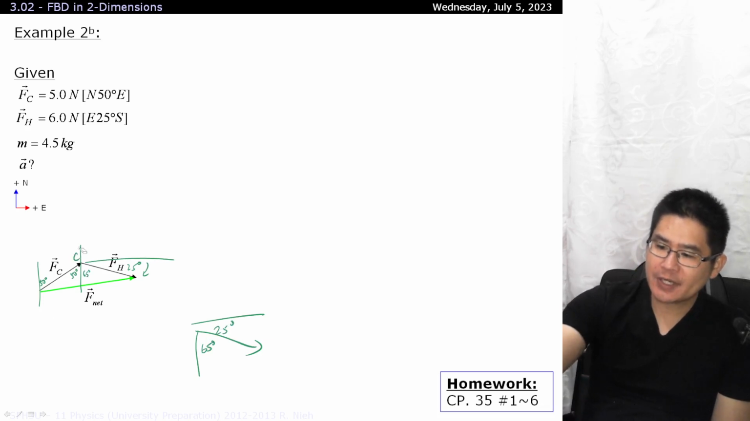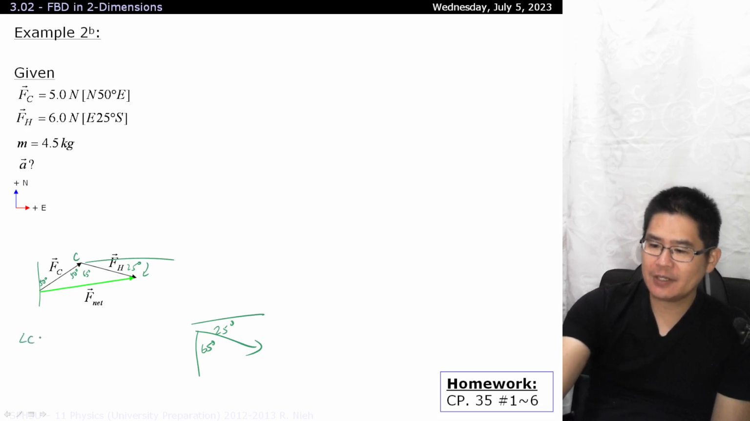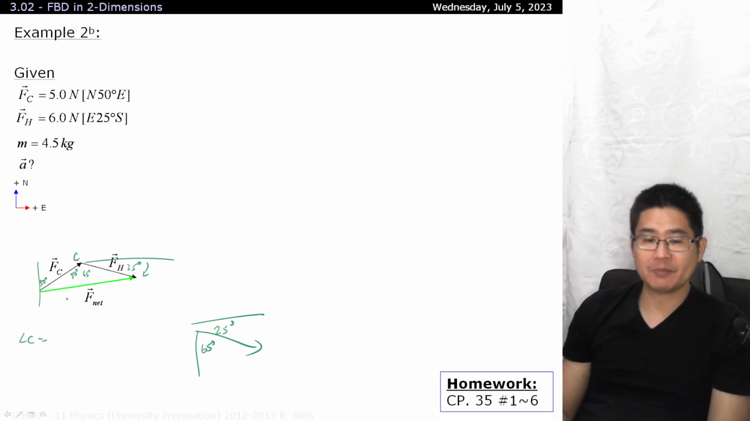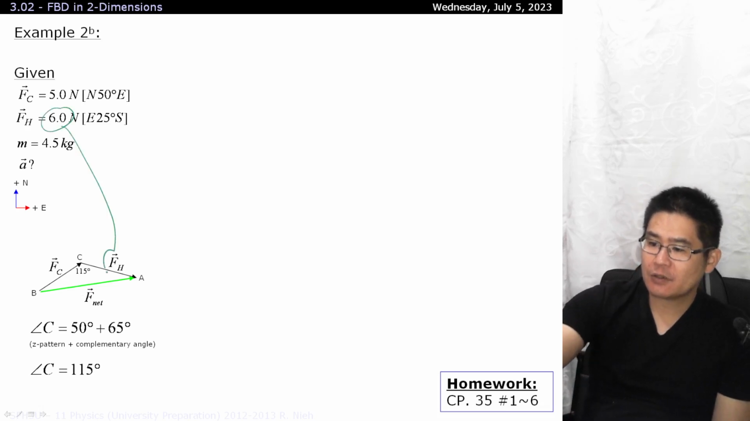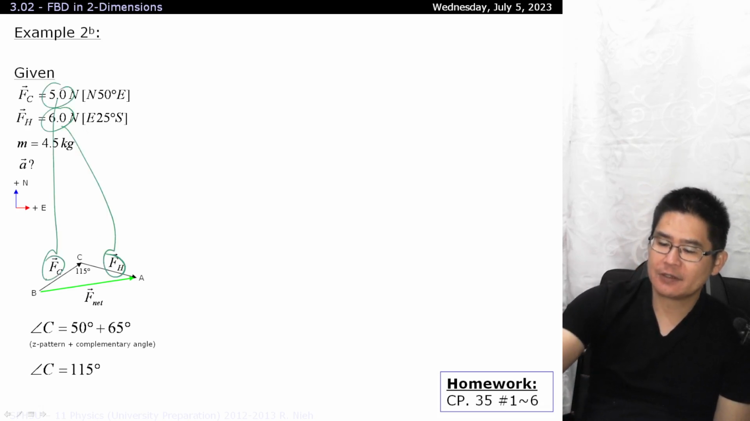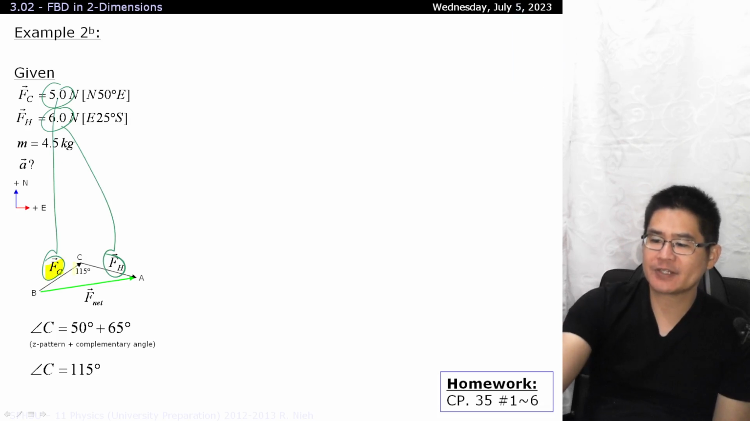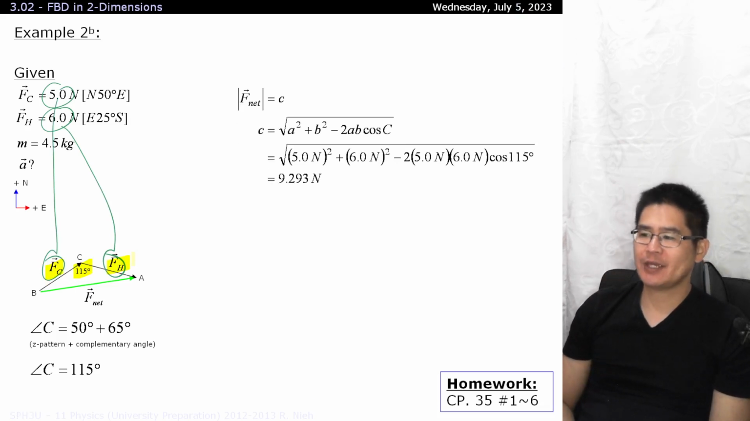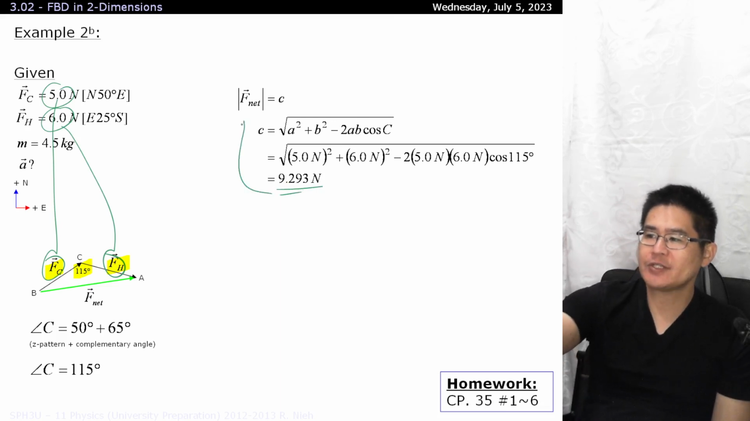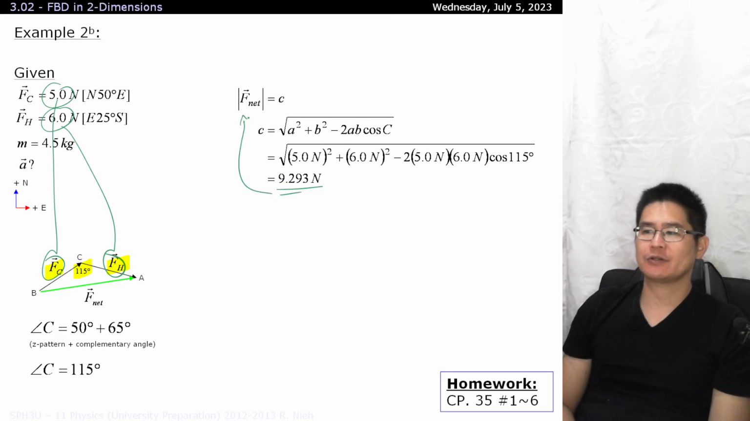If we call this side C, then angle C is equal to angle A plus angle B, and 50 plus 65 gives us, excellent, 115 degrees. We already have FH. We already have FC. So what we effectively have here is a side angle side. Side angle side can always be solved using cosine law. Sub everything in, crunch it out. Just know that this will not tell you your final answer. It will only tell you the magnitude of your final answer.